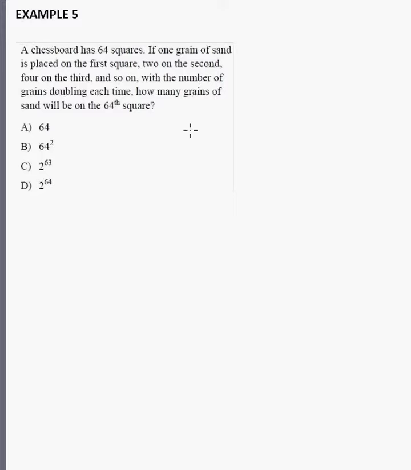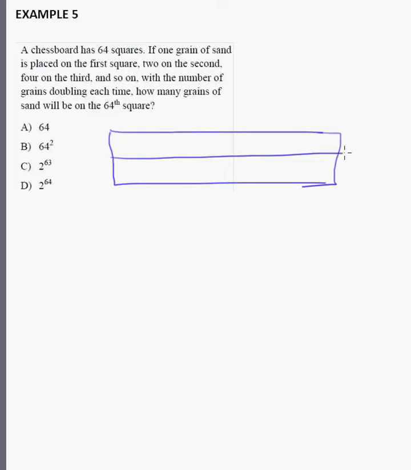To solve this, the first thing to do is, to make life easy, draw your boxes. So I'm going to draw my box here and say, this is my square. Of course, I'm not going to draw 64. Maybe I'll draw up to 5. This is box 1, 2, 3, 4, and 5. Here they say a chessboard of 64, so I'm going to go all the way up to 64, right? But I'm not going to worry about the 64th one.